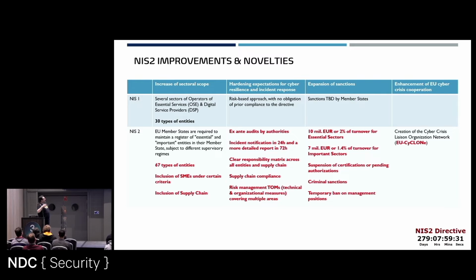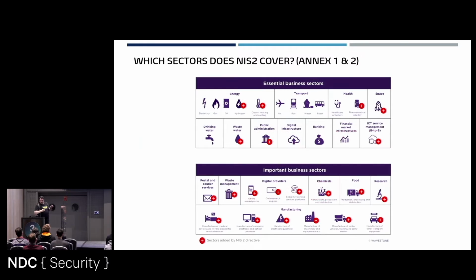Risk management TOM, so technical and organizational measures that should cover multiple areas are now listed in the directive. There's sanctions, and we'll see the difference between essential and important sectors in a minute. Criminal sanctions against management, and suspension of certifications or pending authorizations for the organization itself. So that's also a new thing that they're kind of trying out with NIS2, alongside the temporary ban on management positions that I mentioned.